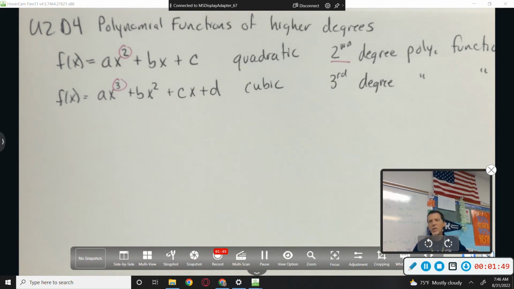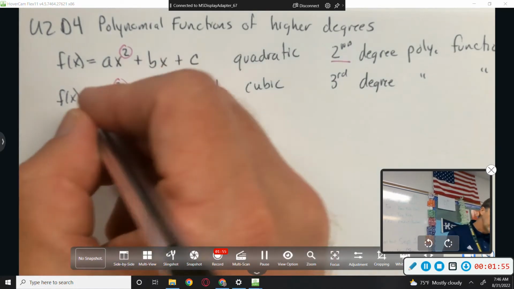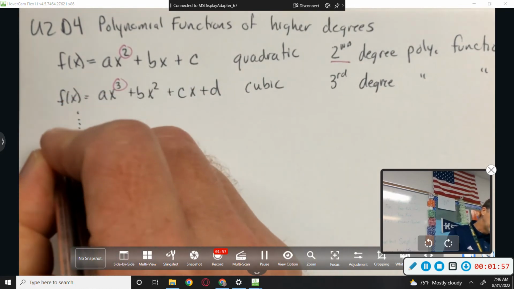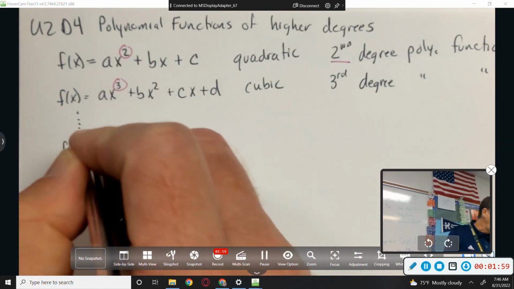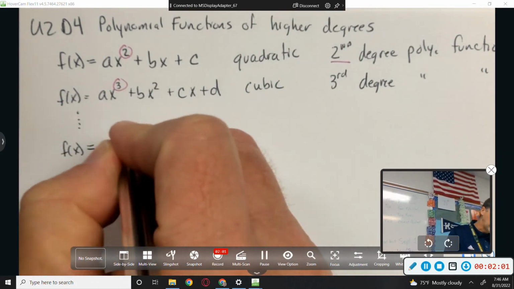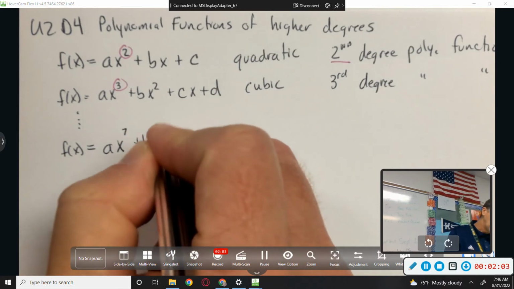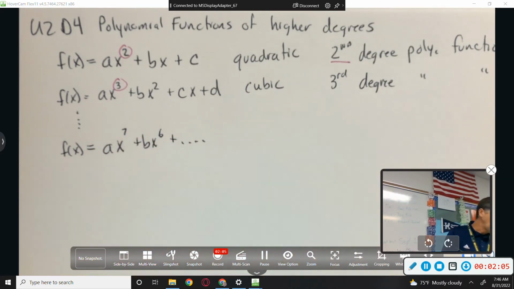And you could keep going. We're going to write one more example, but we don't need to write 4, 5, 6, 7, 8. They follow the same pattern. So it's like dot dot dot. F of x equals ax to the 7th plus bx to the 6th, plus you get the idea. We don't need to write all those terms out.